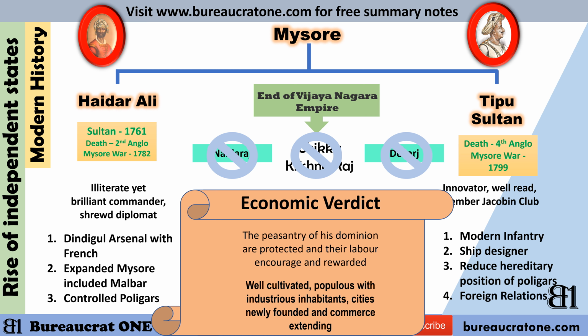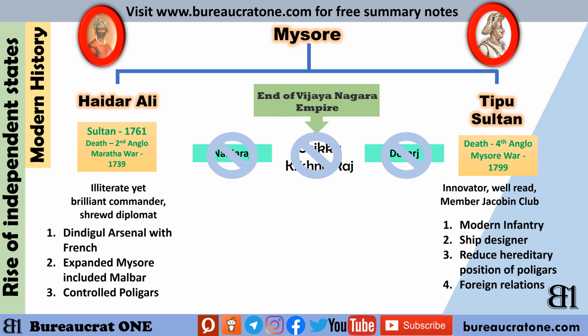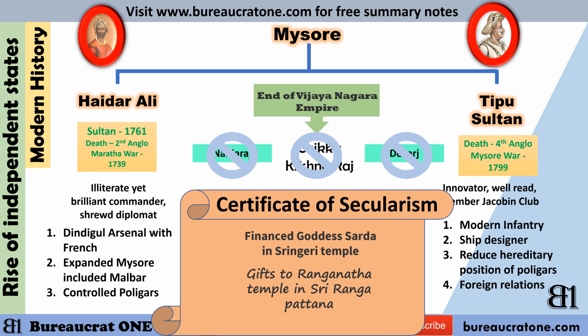The peasantry of his dominion are protected and their labor encouraged and rewarded. Their agricultural land was well cultivated and the cities were populated with industries and also industrious inhabitants, and most of the cities were newly founded and the commerce was extending beyond Mysore. He was a secular ruler and he was religiously tolerant. He even financed goddess Sarda in Sringeri temple, and also he sent a lot of gifts to Ranganath temple in Srirangapatnam.